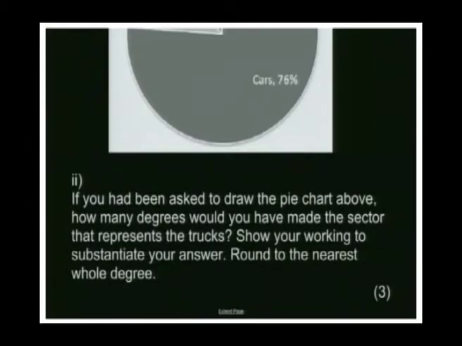If you had been asked to draw the pie chart above, how many degrees would you have made the sector that represents the trucks? Show your working to substantiate your answer. Round your answer to the nearest whole degree. So we don't want anything like 47,2 degrees. We want the nearest whole degree.